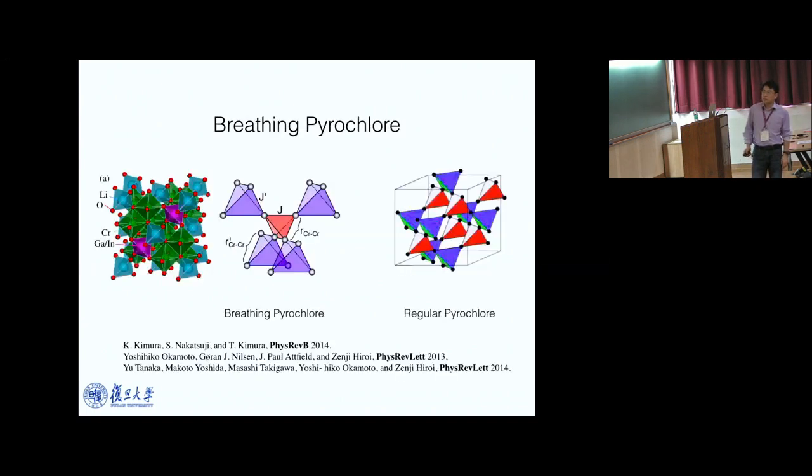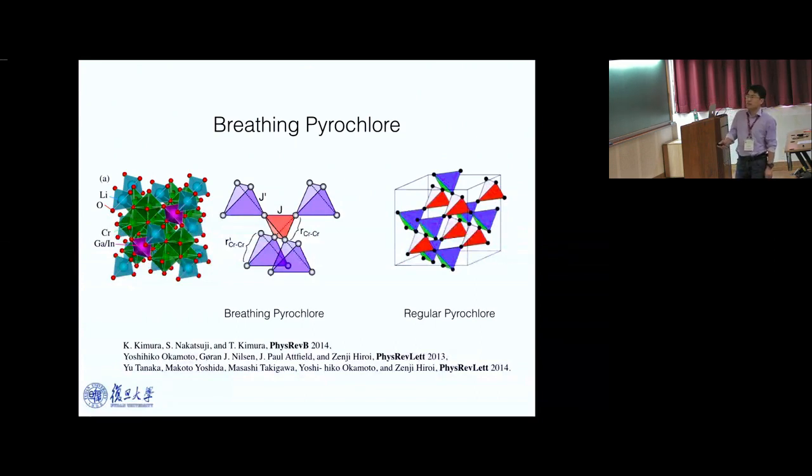I start with a physical example to illustrate the idea. I use the example of a breathing pyrochlore magnet. This is the structure of the breathing pyrochlore. It's a material made of lithium, indium, chromium oxide. The chromium ion is magnetic, and the chromium ions form a breathing pyrochlore.